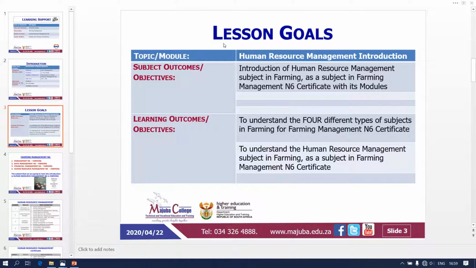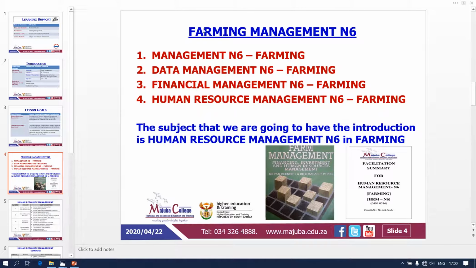This is our lesson goals for today. I'm just introducing you to the subject, and this is what I need you to know: the types of subjects that are there in the N6 certificate. This is one of them, which is Human Resource Management as a subject in farming. The first one will be Farming Management N6. This is the course, or the program, that we are doing. First subject, which is Management N6, Farming. Data Management N6, also in farming. Financial Management N6, also in farming. And then Human Resource Management N6 in farming. This is the one that we are going to talk about.